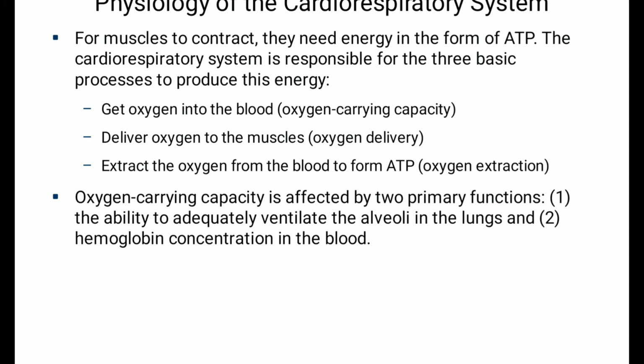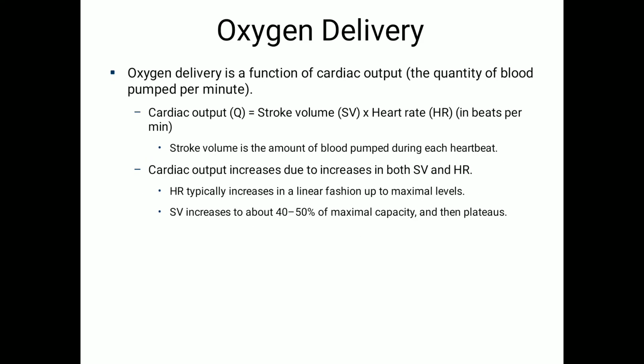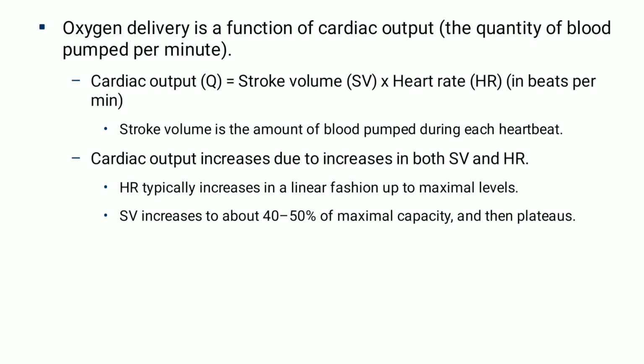Number one, the ability of the lungs to ventilate. Number two, it depends on the hemoglobin concentration in the blood. The oxygen delivery is a function of cardiac output. Cardiac output is equal to stroke volume times heart rate. Stroke volume is the amount of blood pumped during each heartbeat, which is 70 ml. So cardiac output increases due to an increase in stroke volume and an increase in heart rate.